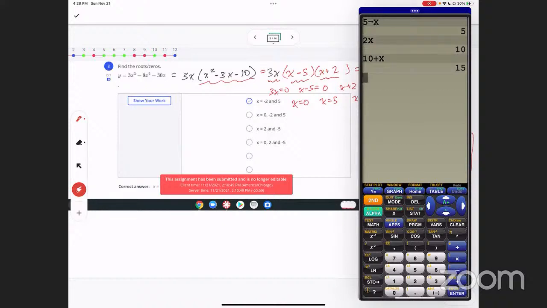So I'm going to type in what the original problem said. What was the original problem again? Read it to me. 3x cubed minus 9x squared minus 30x. Hold on. 3x cubed. This is a little different than mine. 3x cubed minus 9x squared. Yep. Minus 30x. And when I hit enter, what should I get for my answer?